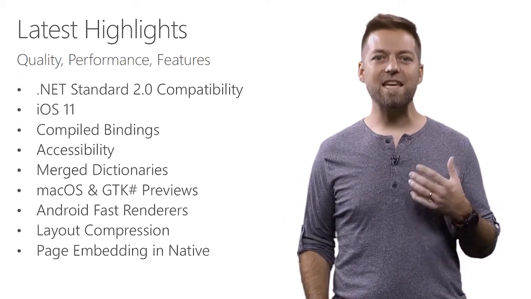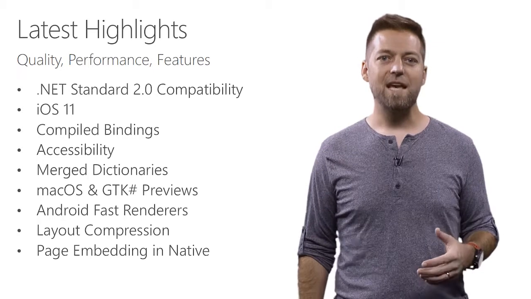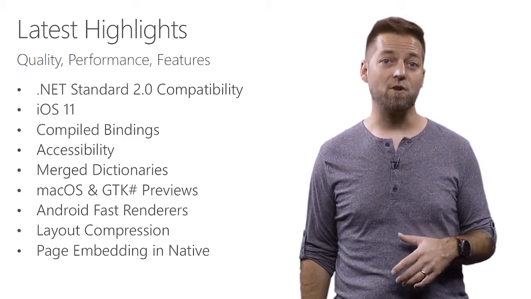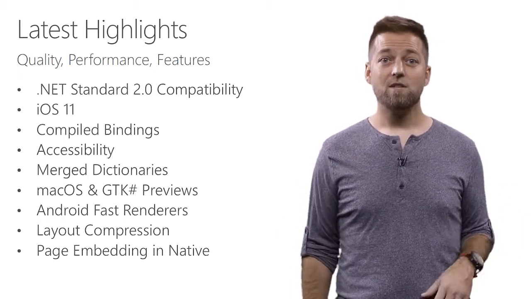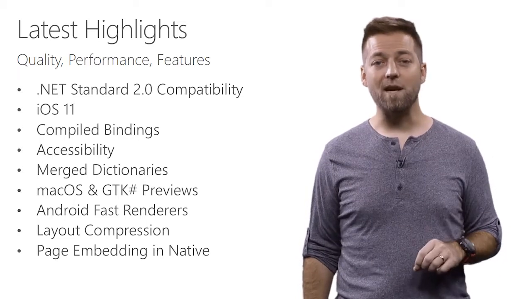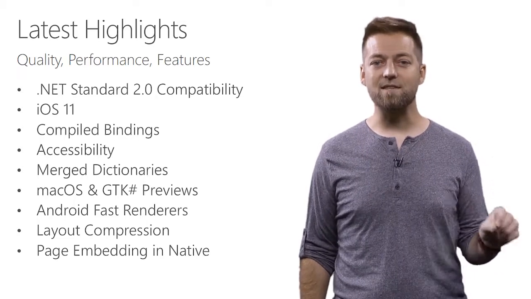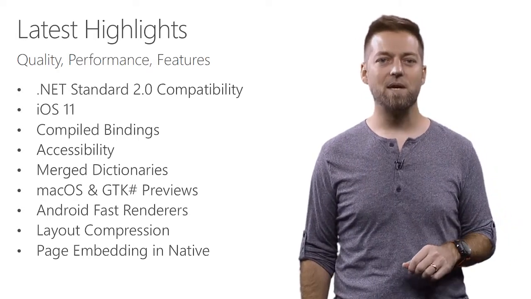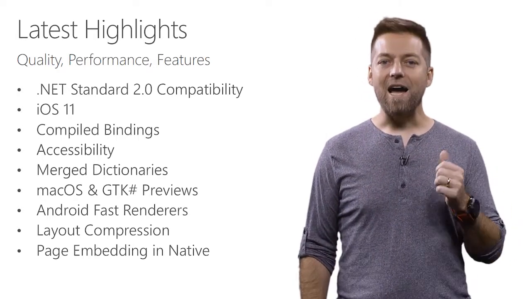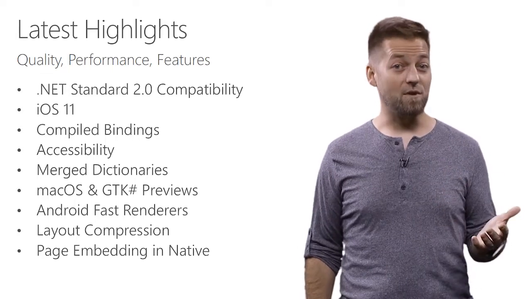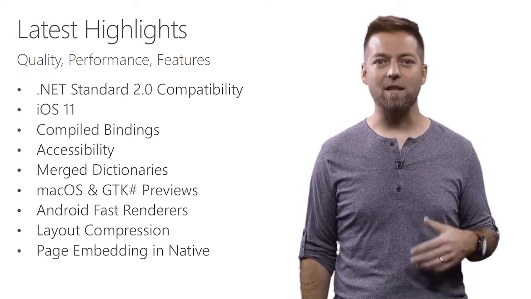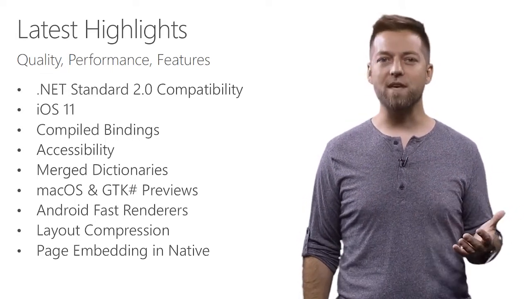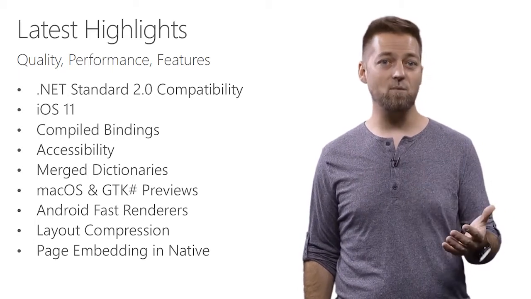Quality and performance are key for our mobile applications and enabling you to have the best experience on your cross-platform apps. So .NET Standard 2.0 compatibility is now available, meaning you can take the Xamarin Forms NuGet package, bring it into your projects of that type, and you're good to go. iOS 11 has introduced several new things for us, including safe layout and large titles, as well as a few other things, so that's something that we've come up to speed with.